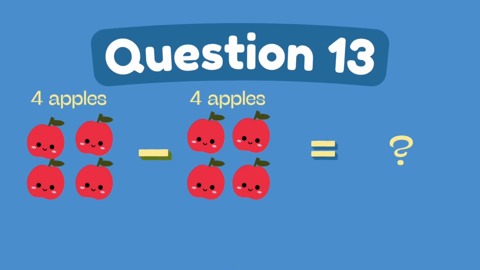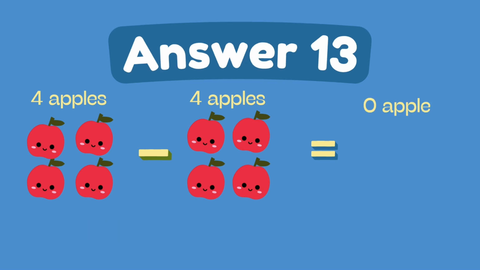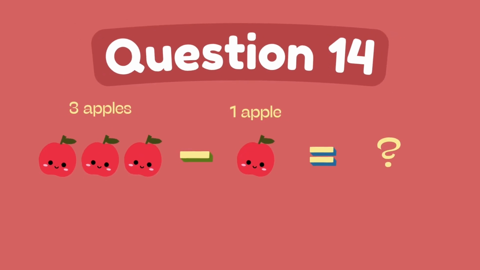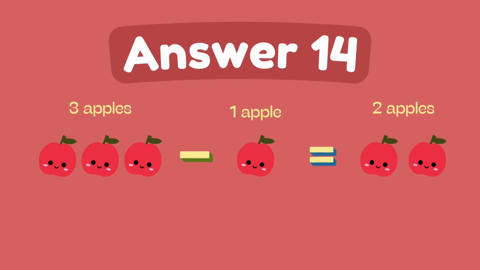What is 4 minus 4? The answer is 0. What is 3 minus 1? The answer is 2.